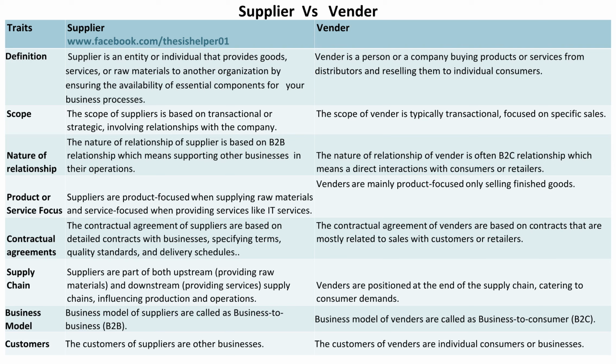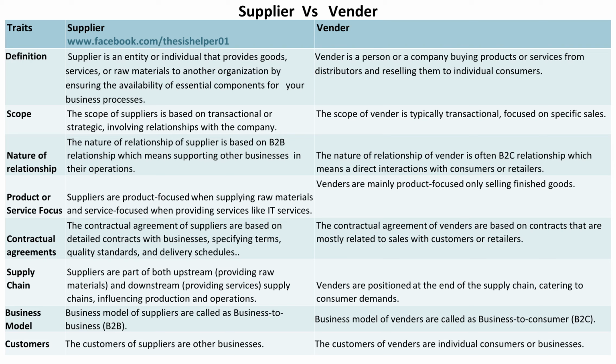The contractual agreement of suppliers is based on detailed contracts with businesses, specifying terms, quality standards, and delivery schedules. Whereas, the contractual agreement of vendors is based on contracts that are mostly related to sales with customers or retailers. Suppliers are part of both upstream, providing raw materials, and downstream, providing services, supply chains, influencing production and operations. Whereas, vendors are positioned at the end of the supply chain, catering to consumer demands.